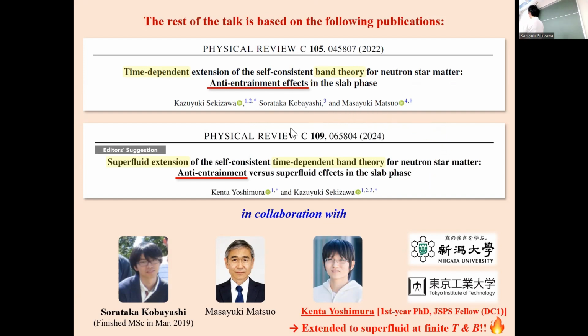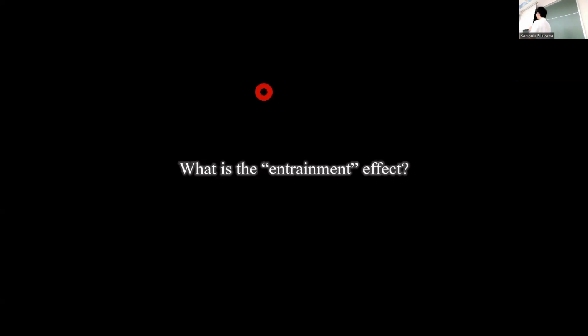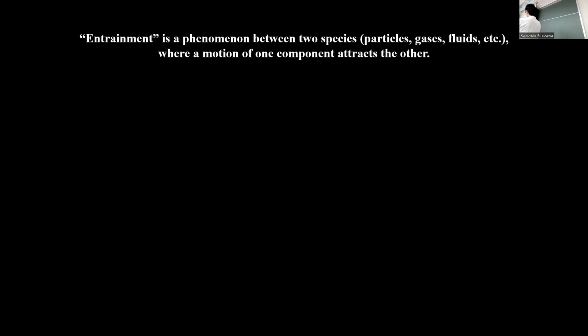So the main point is the finding of anti-entrainment effects. Okay. So let me first explain what the entrainment effect is inside the inner crust of a neutron star. So what is entrainment? If you look at the dictionary, entrainment is defined as a phenomenon between two species, any particles or gases or fluids and so on, where the motion of one component drags or affects the other. So this is the definition of entrainment.